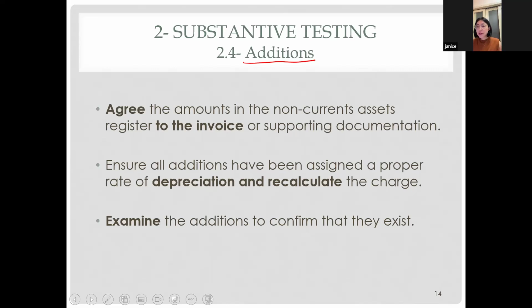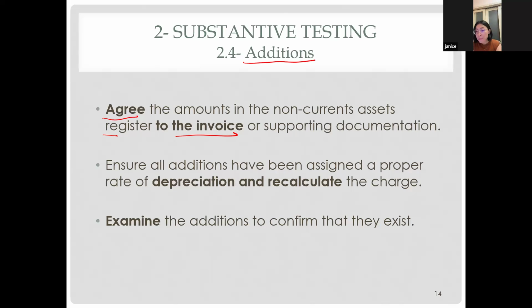So in here, what do we do? What was the first thing we did? We look at the invoice to make sure the cost was correct, right? So we agree the amount in the non-current asset register to the invoice or any other supporting document, right? The computer was recorded at $1,100. So we look at the invoice. Did we pay $1,100? The cutting machine, we said it was 25,000, but we know it's actually worth only 2,500.